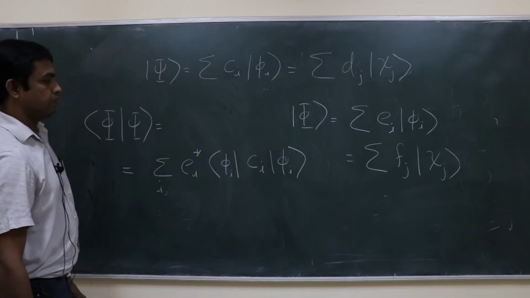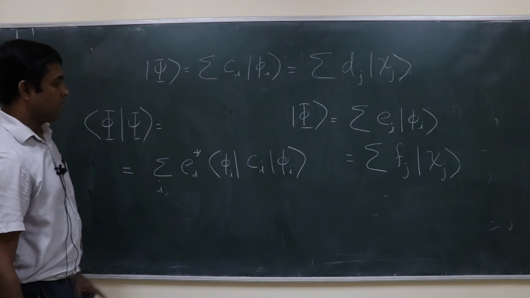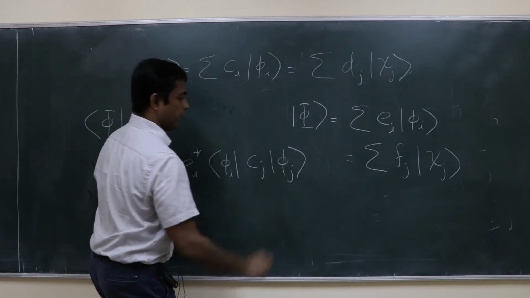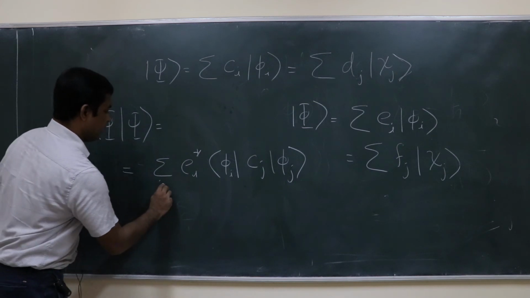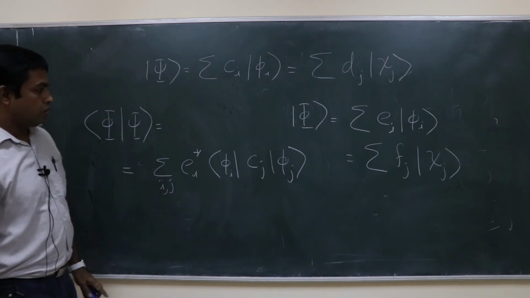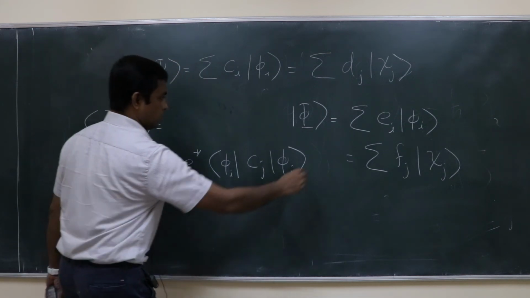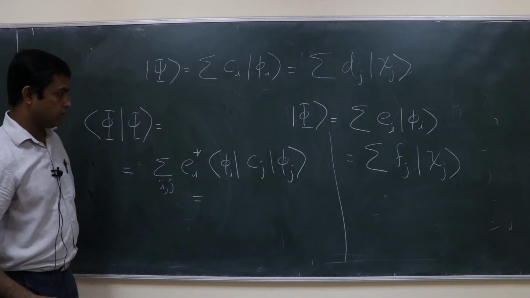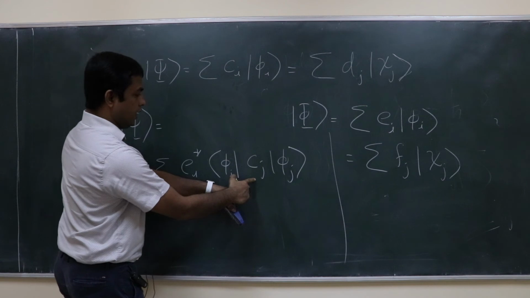Is it correct, what I have written? It has double indices, so let us use a different notation here, Cj phi j. So there are two summations, summation on i and j. What is this quantity equal to? Quickly, you tell me. Ei star Cj times delta ij.